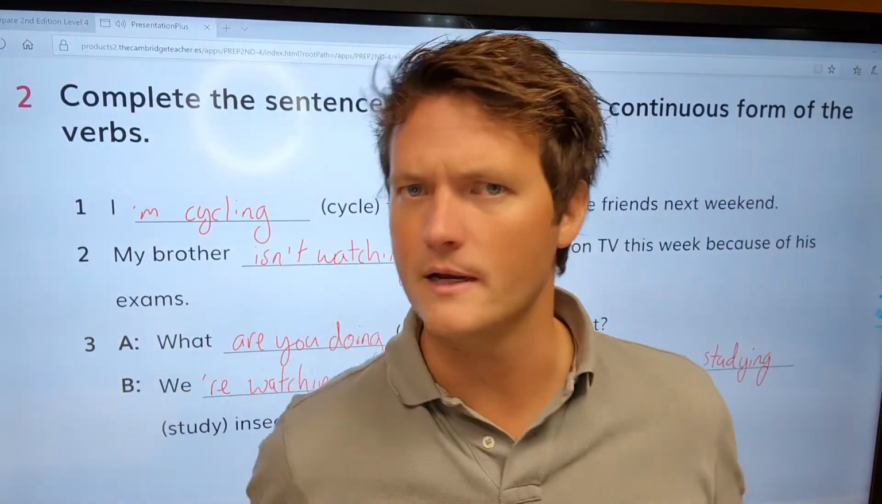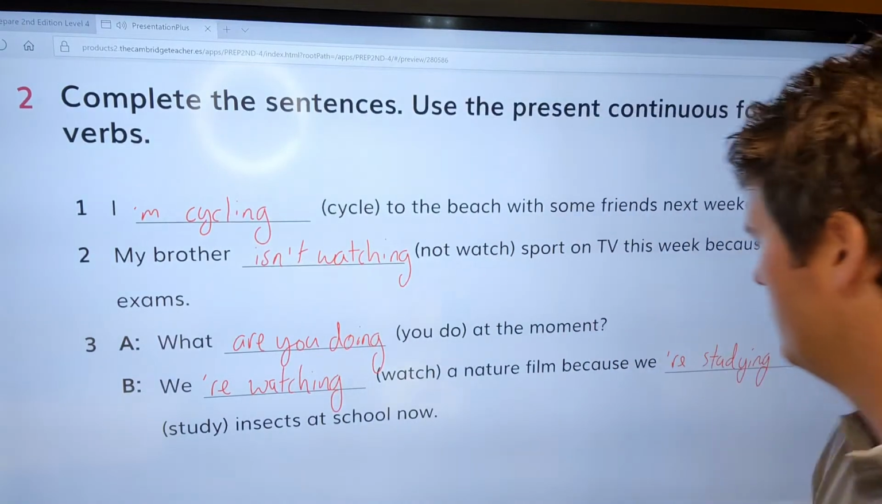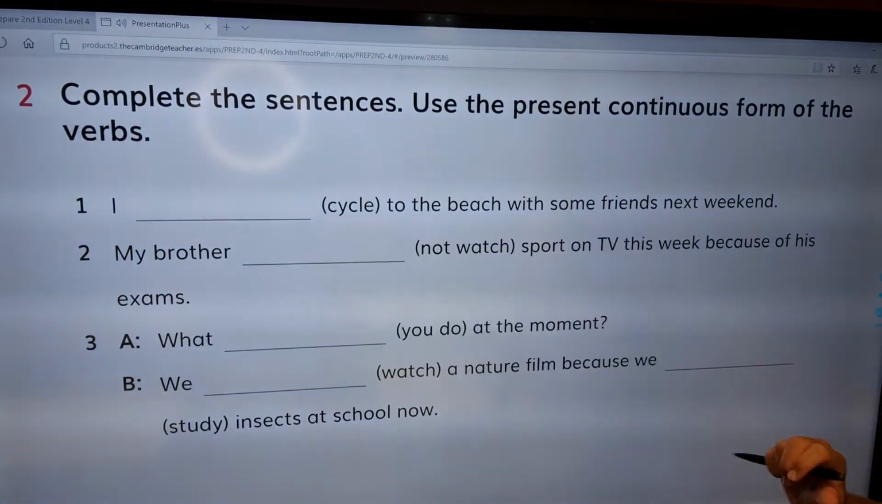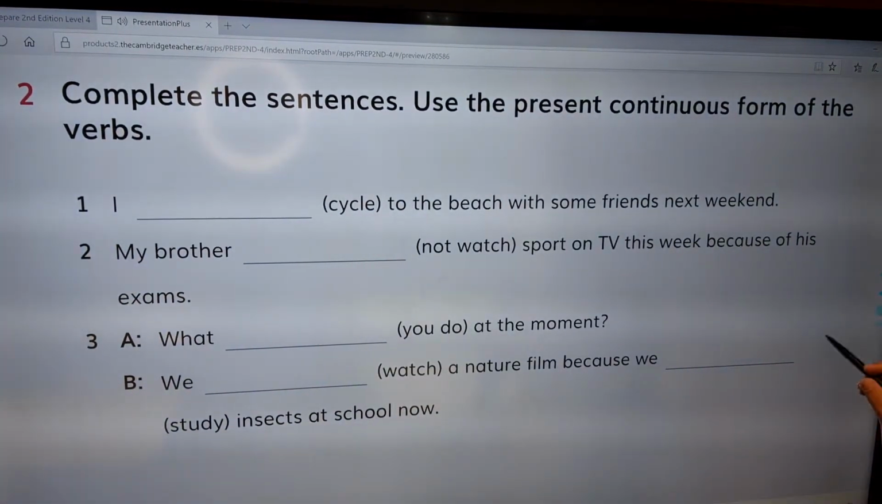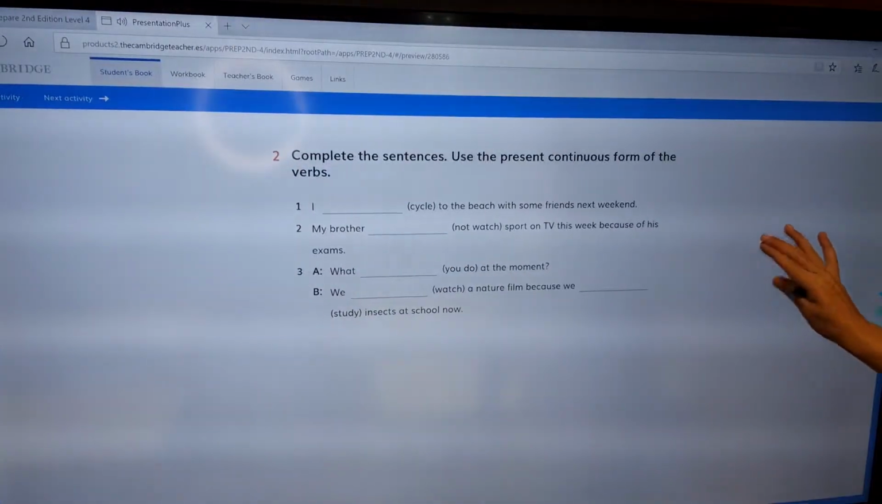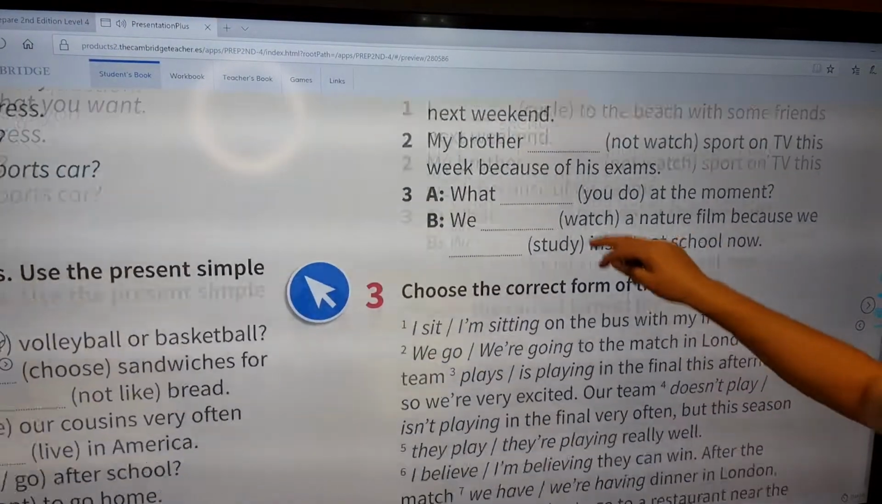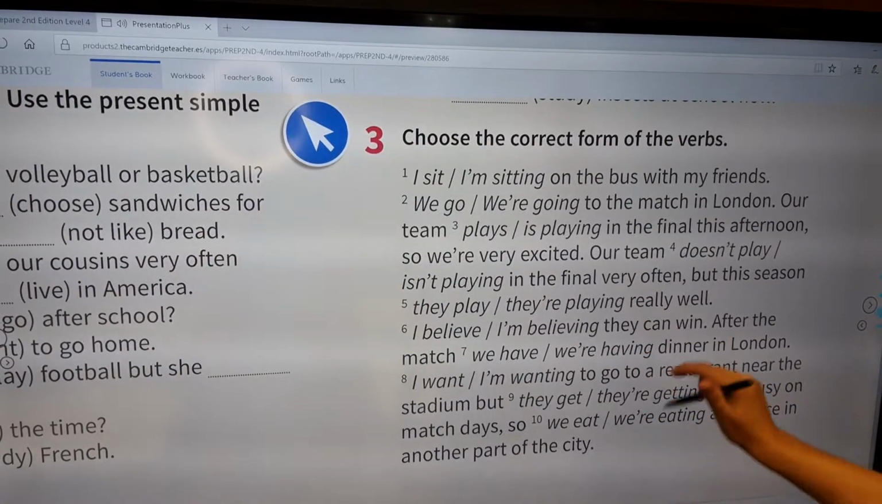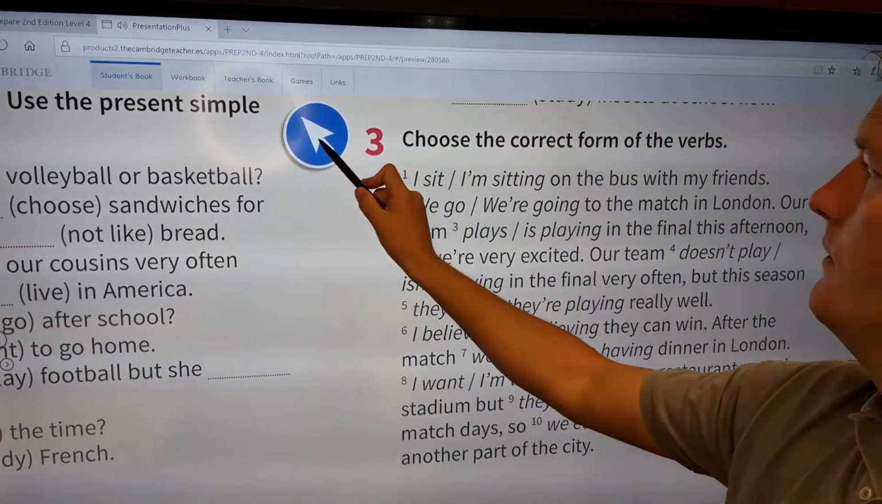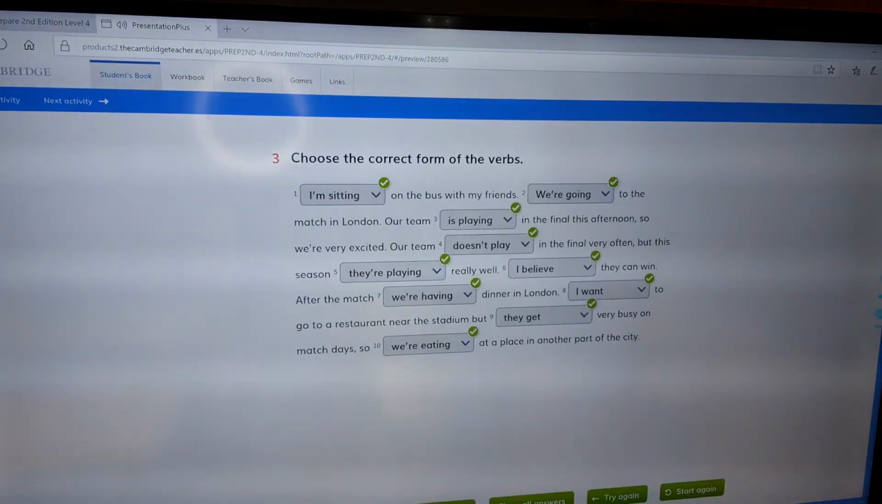You have to choose the correct option each time, right? So let's get straight into that then. Here we go. Exercise 3 says choose the correct form of the verbs. Let's have a look at that then.